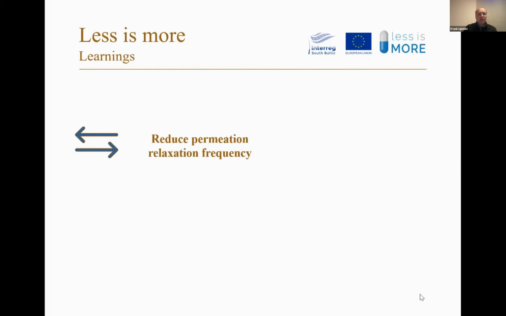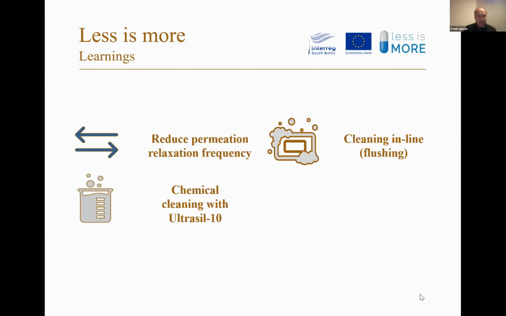So what were the learnings we got? We found out that when we reduce permeation and increase the relaxation frequency, we get a better performance. Cleaning in line, that means with flushing, was better. For cleaning chemicals, the caustic cleaning agent, in this case Ultrasil 10 from Ecolab, was more efficient than other cleaning agents. And last but not least, one should do the cleaning at the highest temperature possible. Certainly there is a limitation when you do it in a wastewater treatment plant.